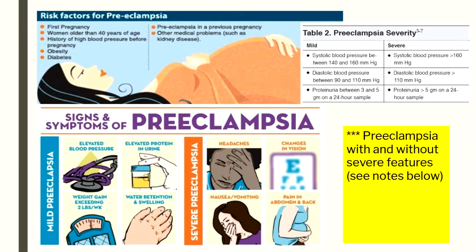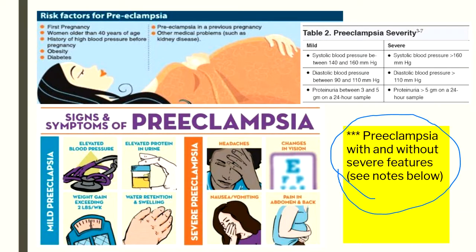I'm going to talk about these signs and symptoms. What you don't have in your uploaded slides is this thing with preeclampsia with and without severe features. I wrote a note down there. I think I'll just repost these slides for you guys to reference when you're studying. So on here, it has preeclampsia severity, a thing called mild preeclampsia and severe preeclampsia.